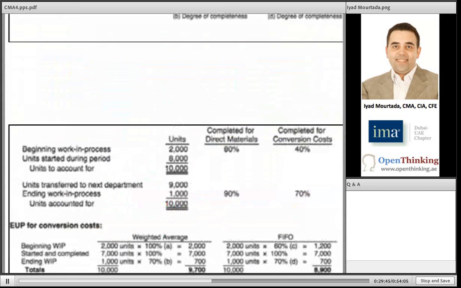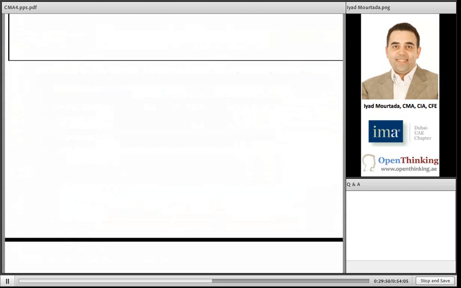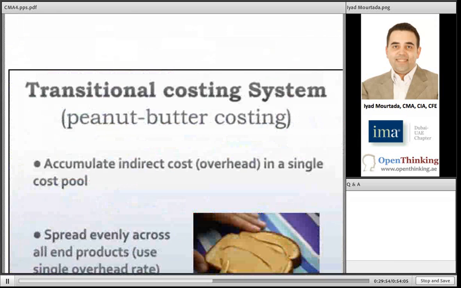So like I said, I'm not going to go over all these details related to how it is measured. You should understand that, or get an idea of it.